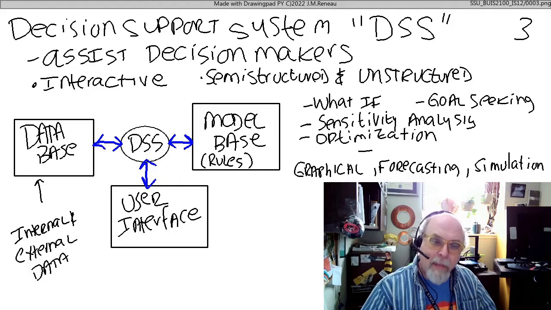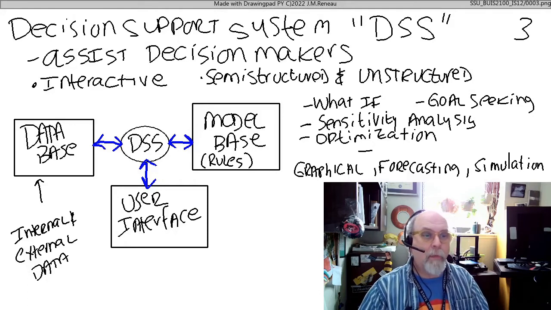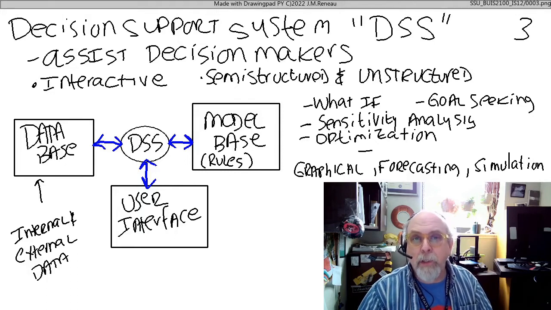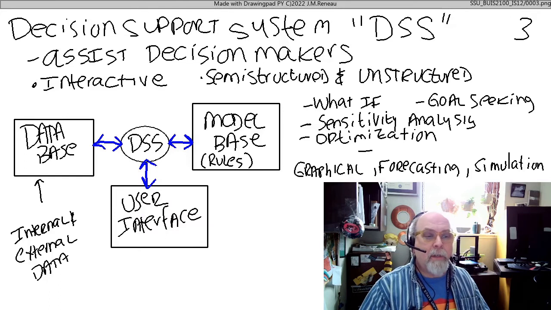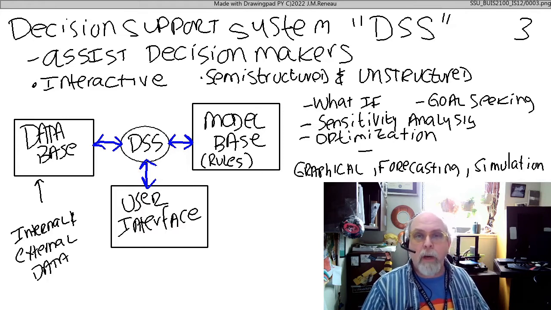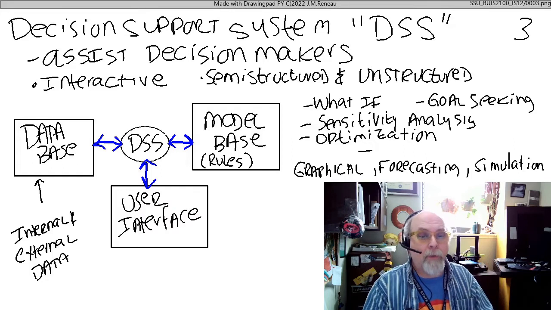In the last slide, I mentioned using a DSS or a decision support system. Let's define what a decision support system actually is. A decision support system assists decision makers. It's a computer system, it's interactive. It really is good at semi structured and unstructured decisions and helping businesses to answer questions about those.